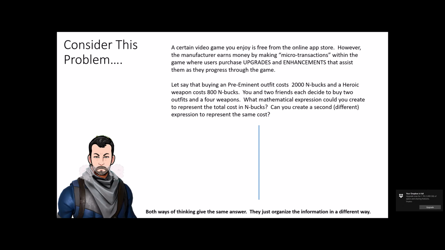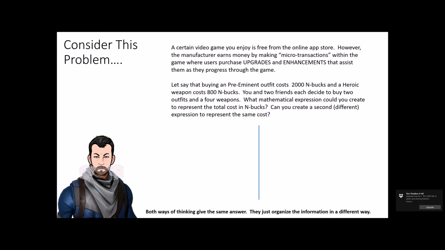story. A certain video game you enjoy is free from the online application store. However, the manufacturer earns their money by making microtransactions within the game where users purchase upgrades and enhancements that assist them as they progress through the game. So let's say that buying a preeminent outfit costs 2,000 bucks in bucks. There's our preeminent outfit. And a heroic weapon costs 800 in bucks.